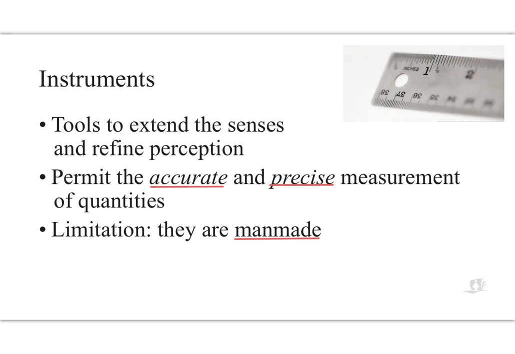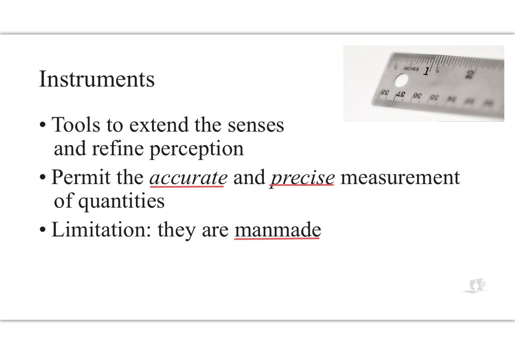All right, let's look at some terms that become very important as we move throughout physics. The first thing we're going to look at is the instruments that we use. Tools to extend the senses and refine perceptions, that is what we consider instruments. They are designed to provide essential information, and instruments are invaluable to recording and gathering information. They permit accurate and precise measurements of quantities.